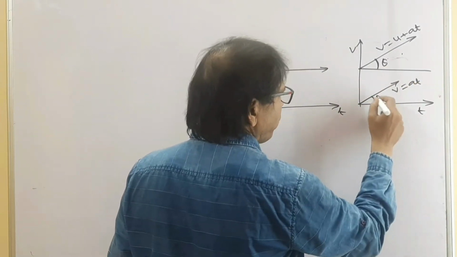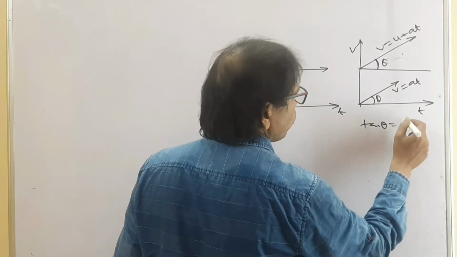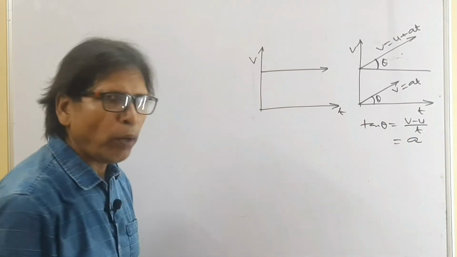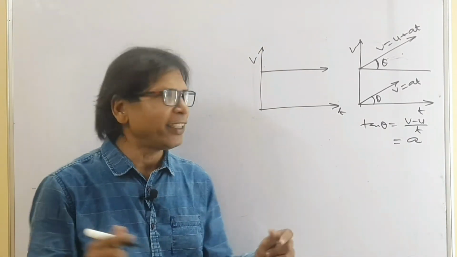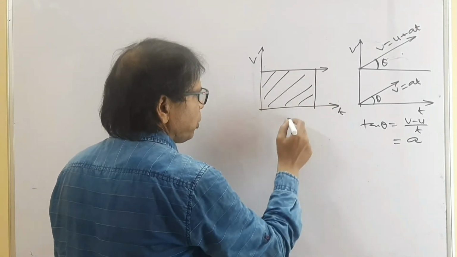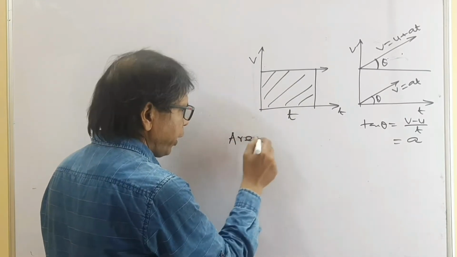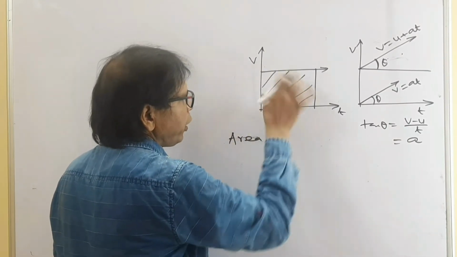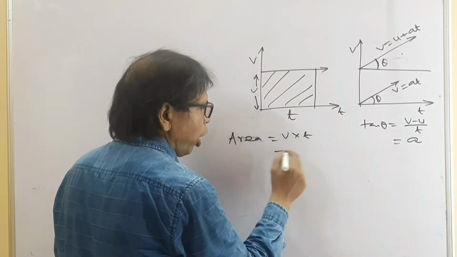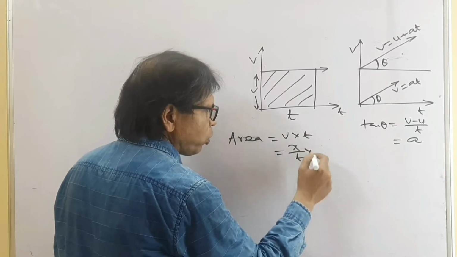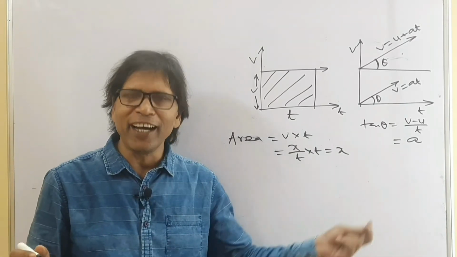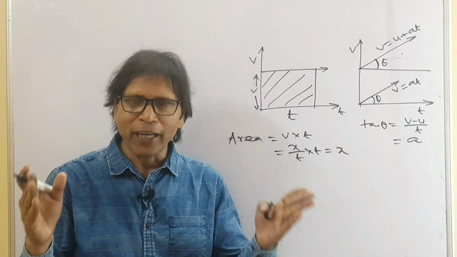The slope of the v-t graph is tan theta, which is equal to (v minus u) by t. So this is the acceleration. So the slope of the v-t graph represents acceleration. Now the area of the v-t graph. Look at this, the area of this portion, if this is the time t, area equals this into this, which is the velocity. So v into t. Now v equals x by t, into t, so this is x. Therefore the area of the v-t graph represents the displacement of the particle.